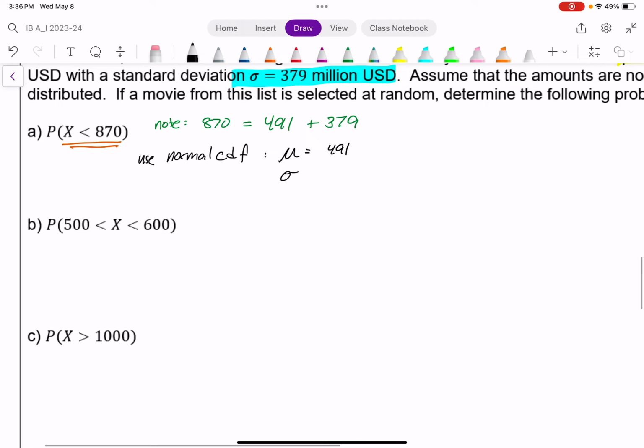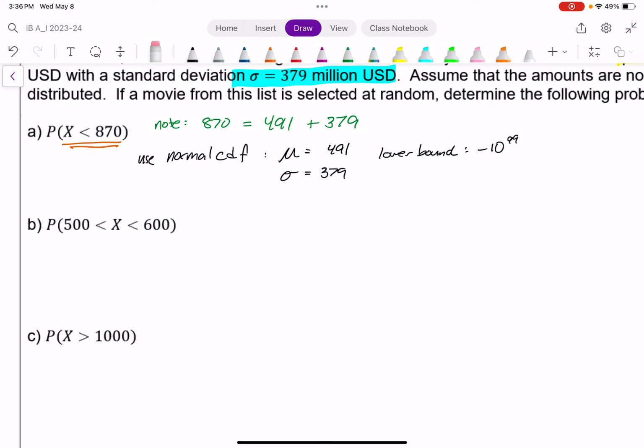Need to know the standard deviation, which is given to us again, 379. We need the lower bound, which in this case, there kind of is no lower bound. It's anything less than 870. So in general, I wouldn't put a 0, even though you may go, well, a movie can't have less than a 0 revenue, and you're right. But again, for using a model, half of the numbers are all negative. So just to be safe, go negative 10 to the power of 99.